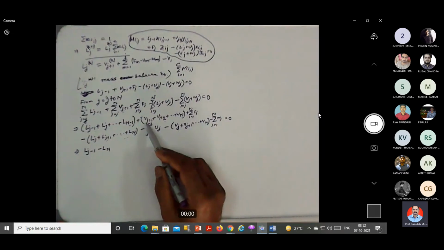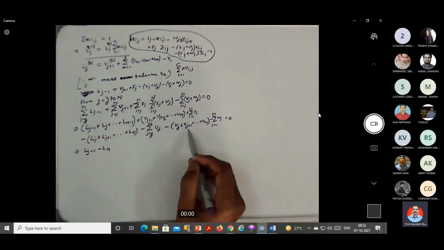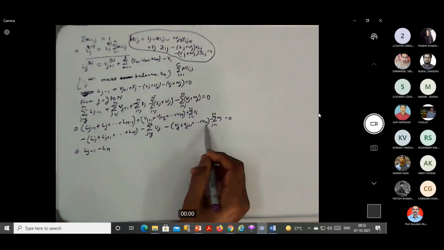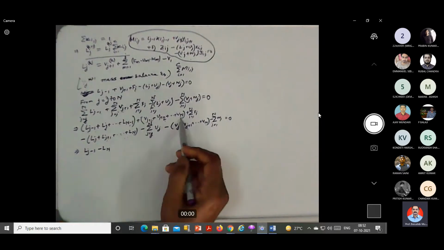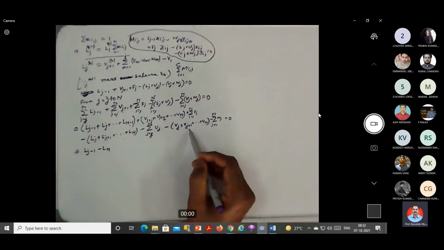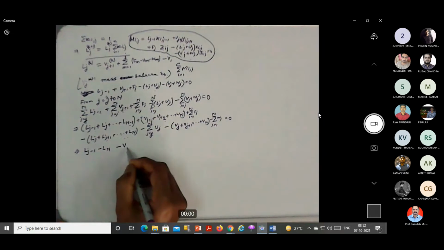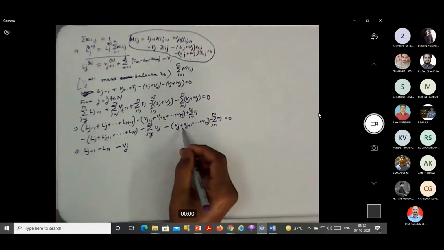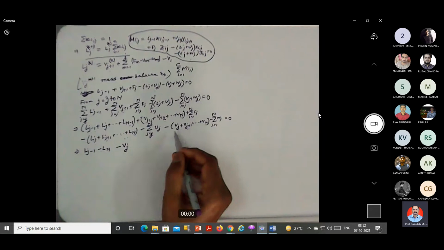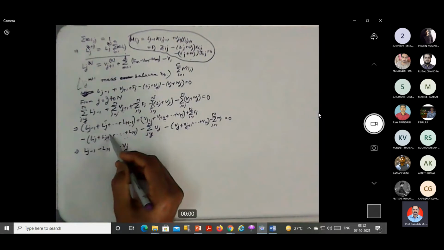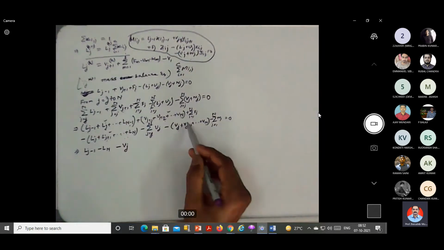So Vj is not there, but Vj plus 1 to Vn are there. Here also you have minus Vj plus 1 to Vn. So those cancel each other. So the only term left here is minus Vj. So we took the sum of these two liquid fluid terms as well as these two vapor fluid terms.